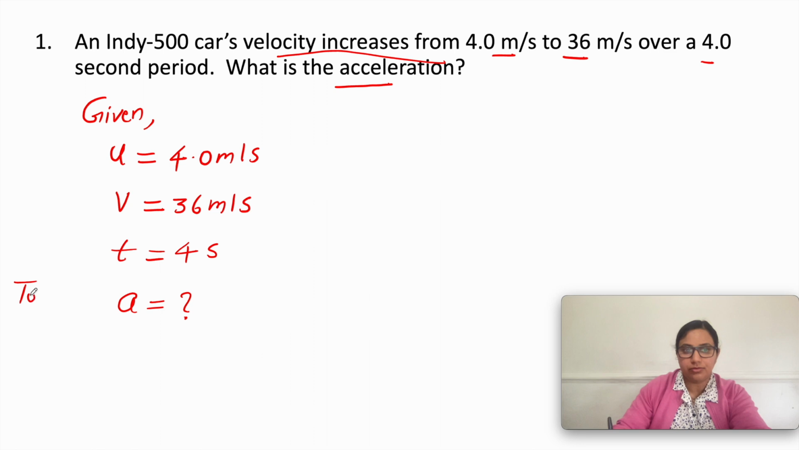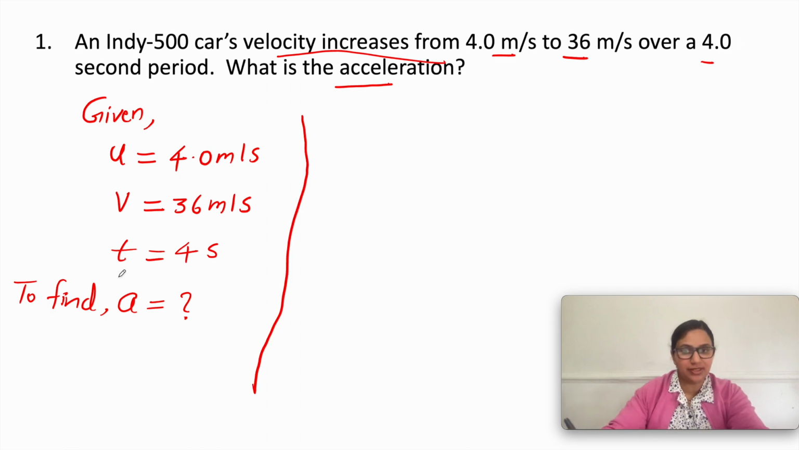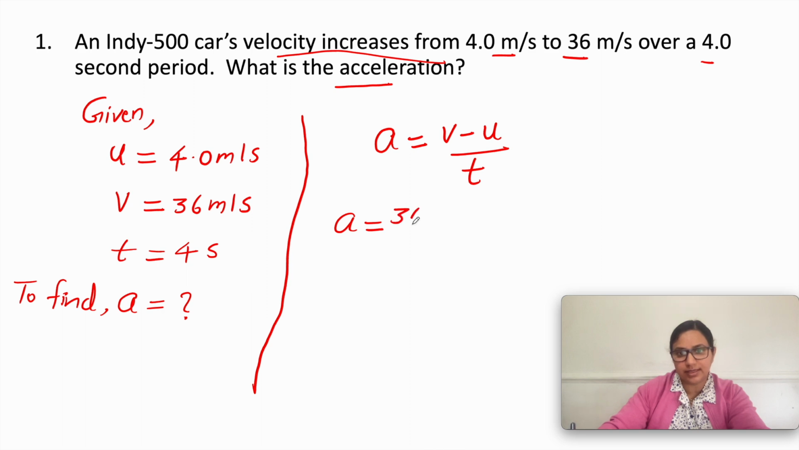Now recall the equation that is connecting initial velocity, final velocity, time taken and acceleration. We have learned acceleration is equal to final velocity minus initial velocity divided by the time taken, or rate of change of velocity divided by time taken. So a is equal to, v is final velocity 36 and initial velocity is 4, divided by time, 4 seconds. So that is nothing but 36 minus 4 is 32 divided by 4. So therefore acceleration is 8.